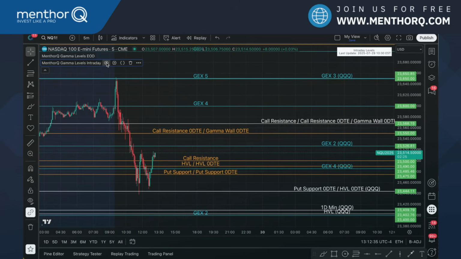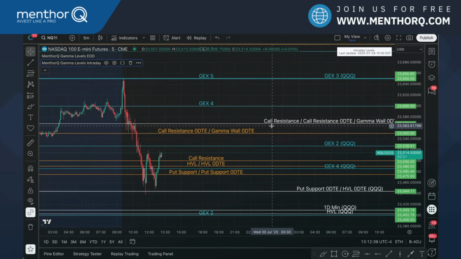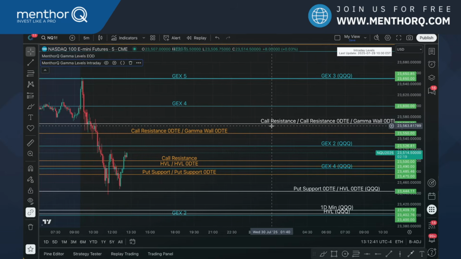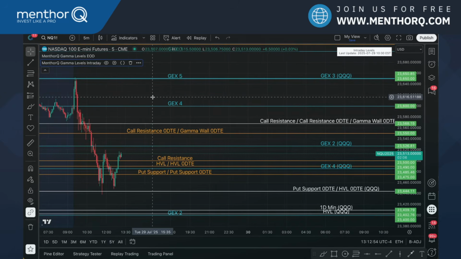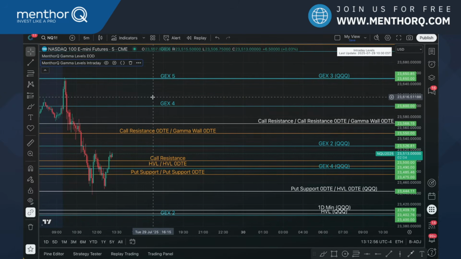So let's add our intraday indicator. Now what we see here is that the put support HVL 0 DTE coming from QQQ actually was the perfect bottom for the day. We touched this level and went all the way up. So what can I do? A lot of users ask, there are too many levels. How can I use them in conjunction, and what should I use best? So let's actually do this pretty quickly.